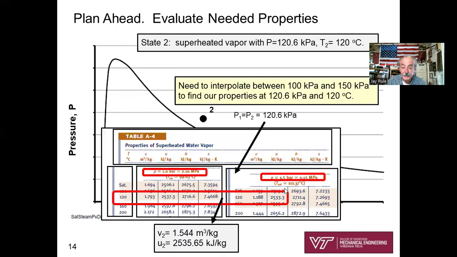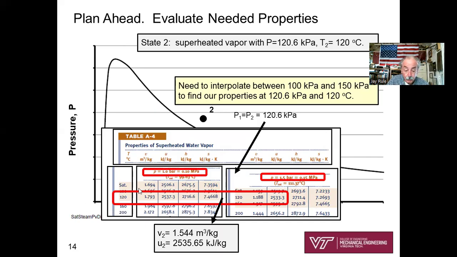All right, let's move on then to state 2. Giveaway, superheated vapor. I'm going to write down the two properties, pressure 120.6 and temperature 120. Going to go to the superheated tables and, darn it, 120.6 kPa is not tabulated in the superheated tables, but 100 kPa is tabulated and 150 kPa is tabulated. I've got to interpolate. So here's the way to do this.